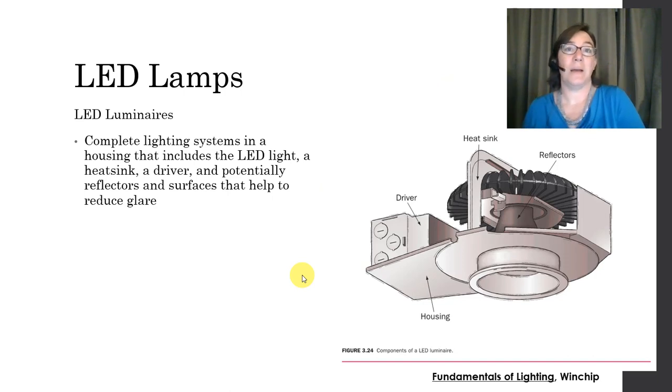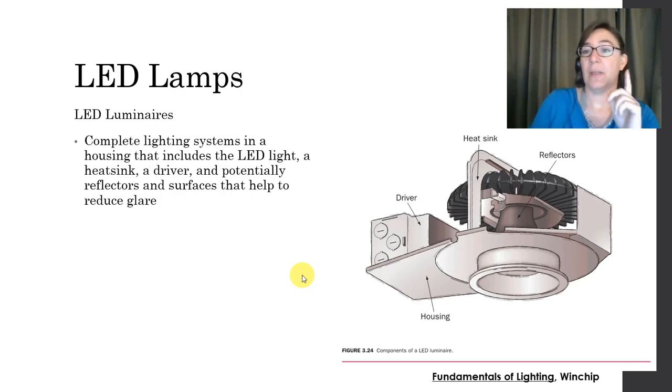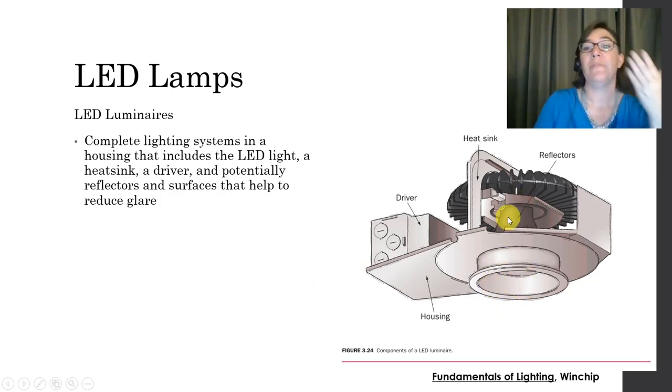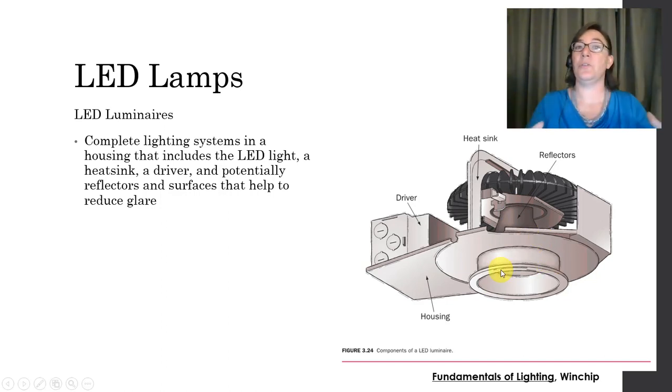So a fluorescent lamp required a ballast. An LED lamp requires a driver. All right, and that's something slightly different. But the total LED luminaire is going to include the actual LED, which is way inside there. You can't even see it. Then reflectors around the LED to shape and direct the light out of the luminaire. It's going to include that heat sink to soak up any heat that the LED might produce. And finally, it will include the driver.